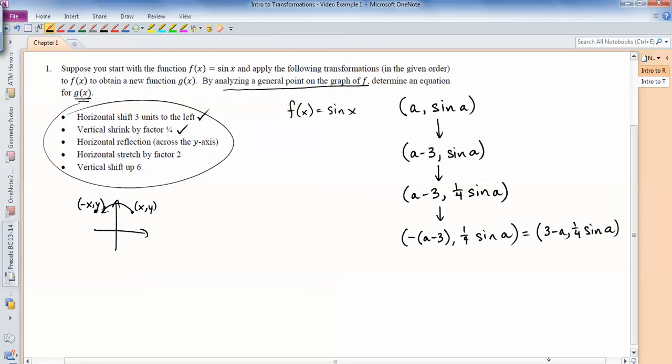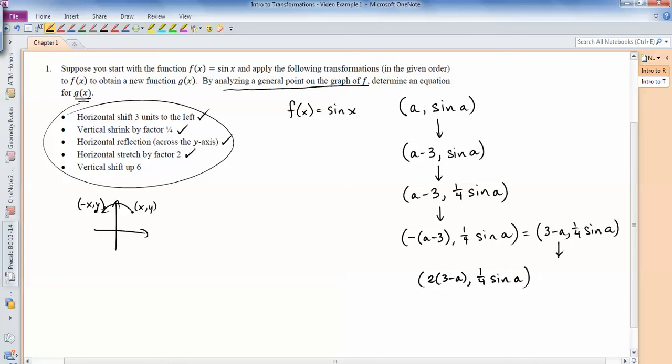Okay, let's see, so now this one's done. Then I got to horizontally stretch by 2. So that's like taking this point and multiplying the x value by 2. So now I get 6 minus 2a. Actually, I'll write it this way: 2 times (3 minus a), comma 1/4 sine a. If you wanted to simplify that, you could, but it doesn't really matter.